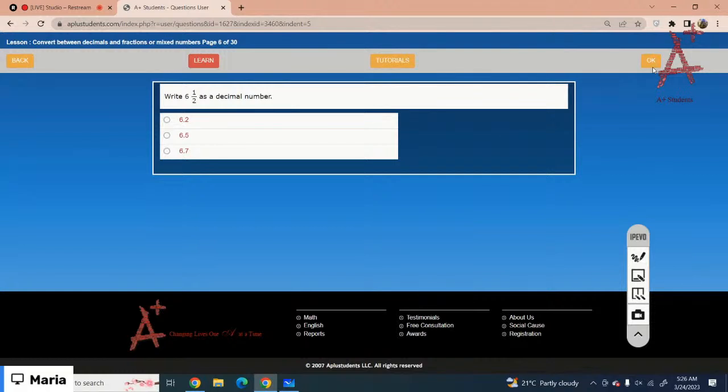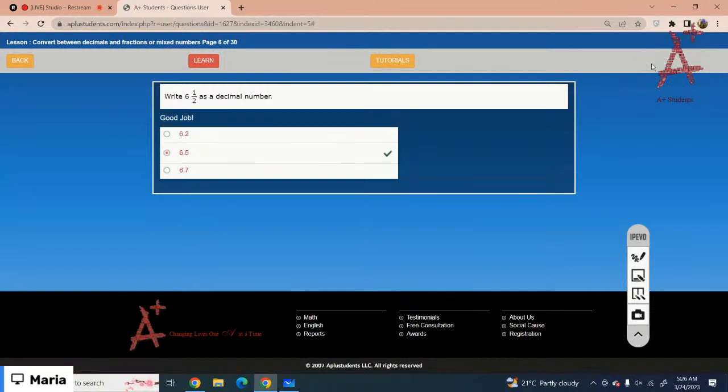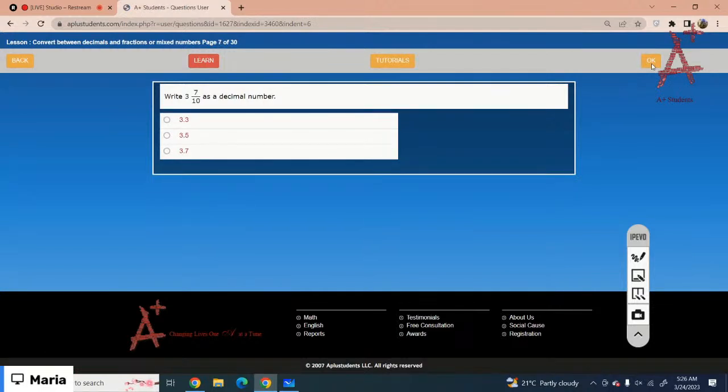Okay, the next one, for this one it is 6.5. Forgot to select the correct option. Okay, the next one is 3 whole 7 over 10. So which is the correct option? How do we write it as a decimal number? 7 over 10 equals 0.7. Got it. So it would be 3.7. 3 is the whole number and 7 over 10 equals 0.7. So it would be 3.7.